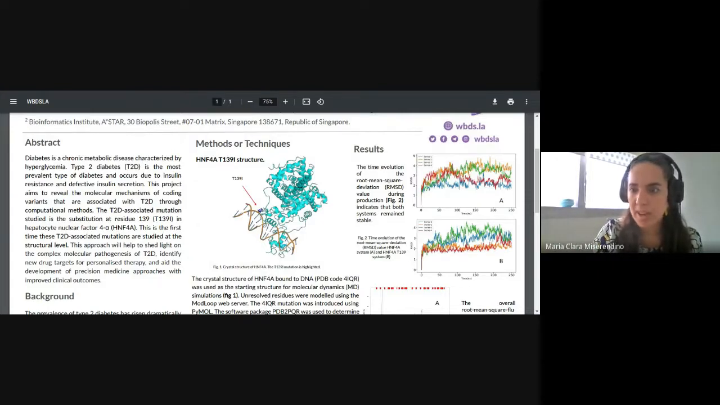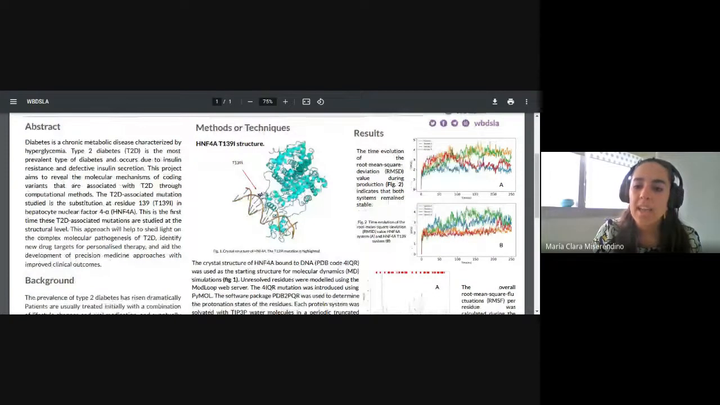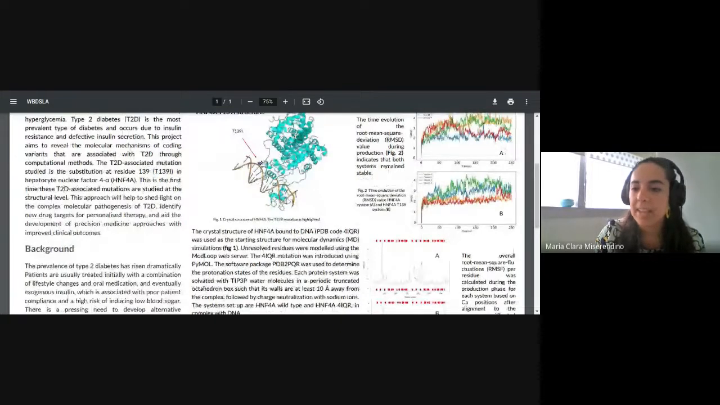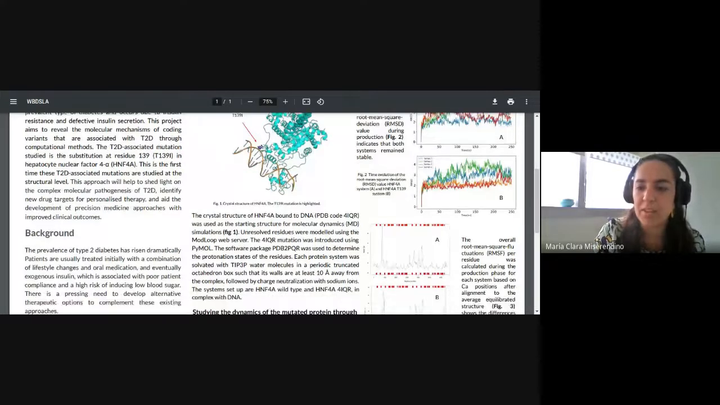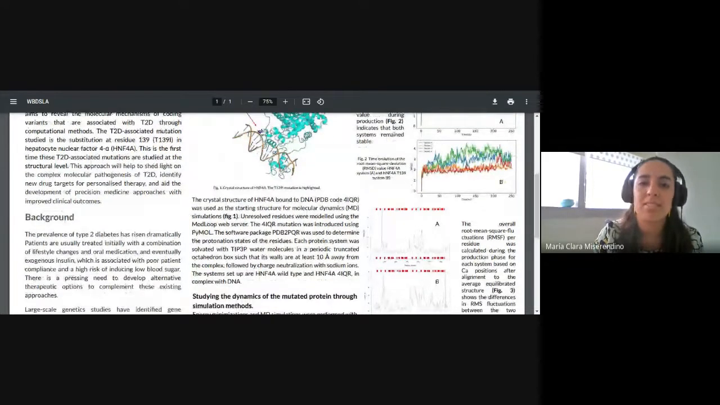What we have found so far is that the systems remain stable during the simulation, and in the case of the overall root mean square fluctuations per residue, we found that there are differences between the two systems. Our next goal is to understand what's happening, and for that, we are doing binding energy analysis.